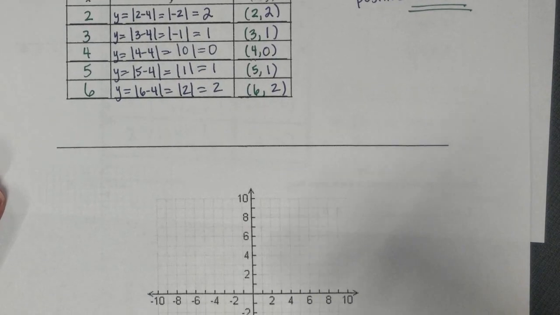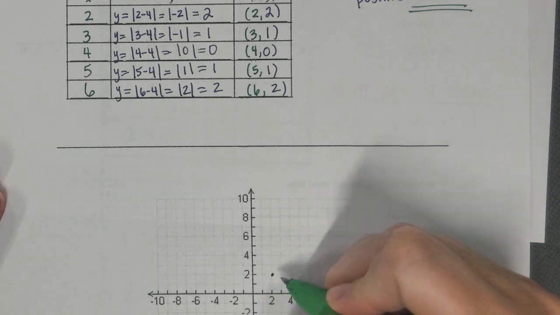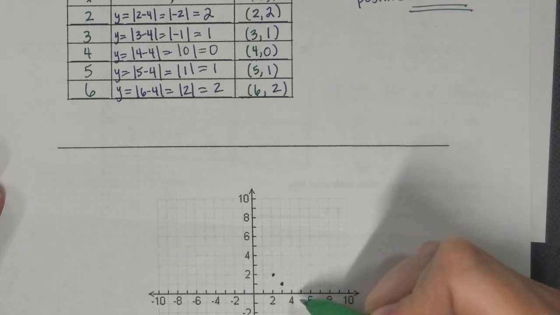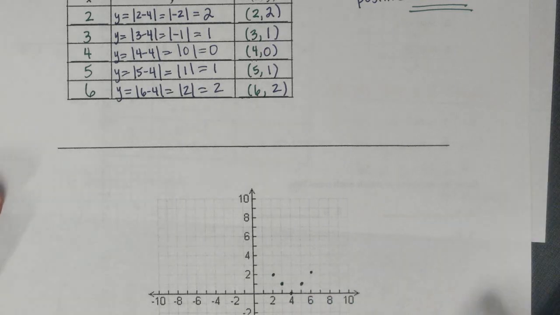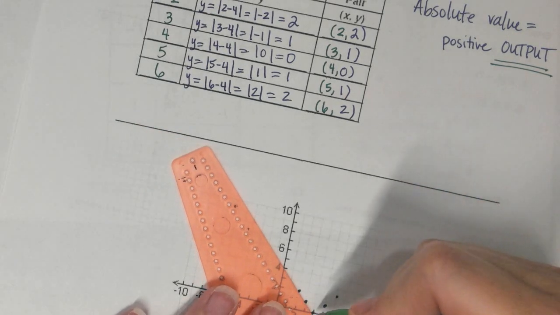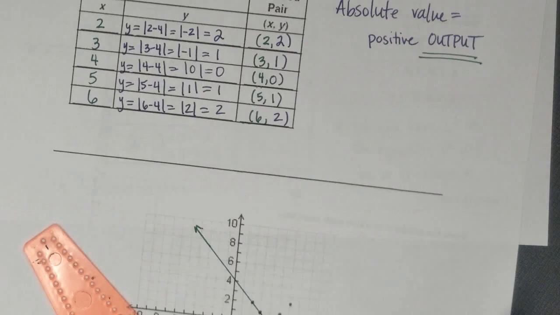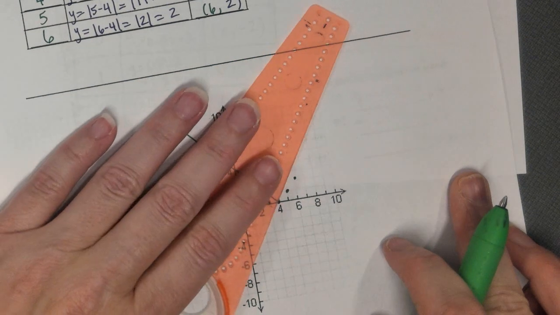What did you say the pattern was? Yes, it is. So you have 2, 2; 3, 1; 4, 0; 5, 1; and 6, 2. That's exactly right. This is going to be a V shape. We're going to use our straight edge. This is just going to keep going in one direction. We're going to line these up.